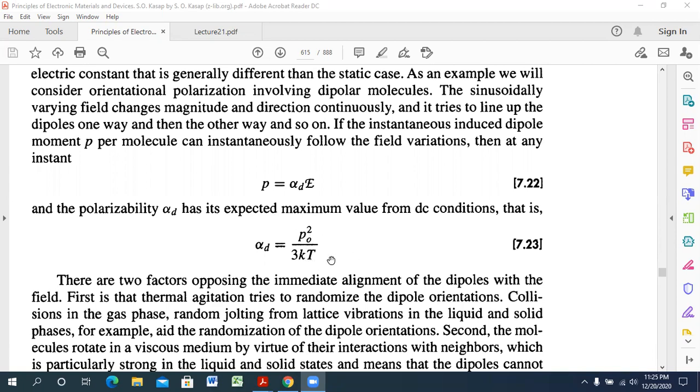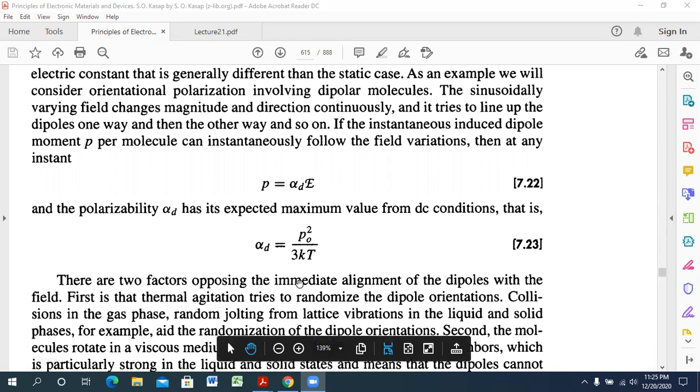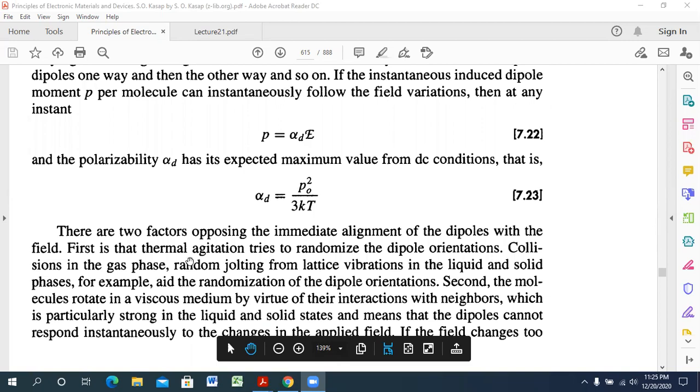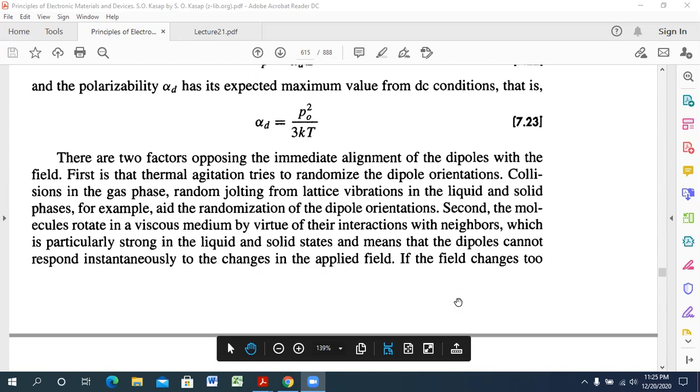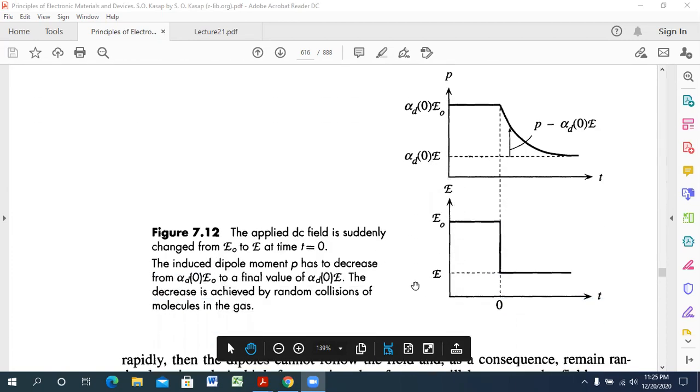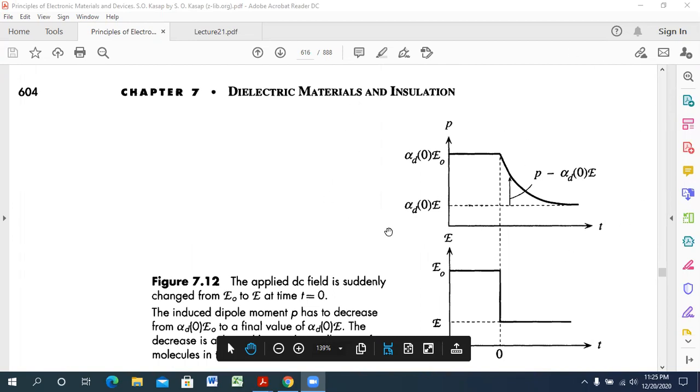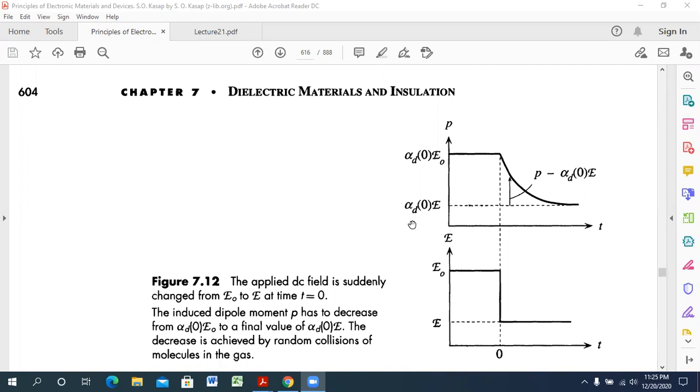Now there are two factors opposing the immediate alignment of the dipole with the field. The first is thermal excitation, and the second is that the molecules rotate in a viscous medium by virtue of interactions with their neighbors, that is, the interaction of two neighboring molecules. We will explain this figure later when we go through the equation, but initially I am just giving you a brief overview.